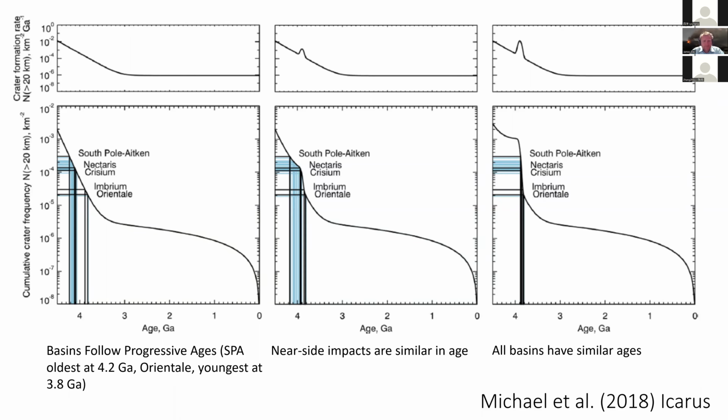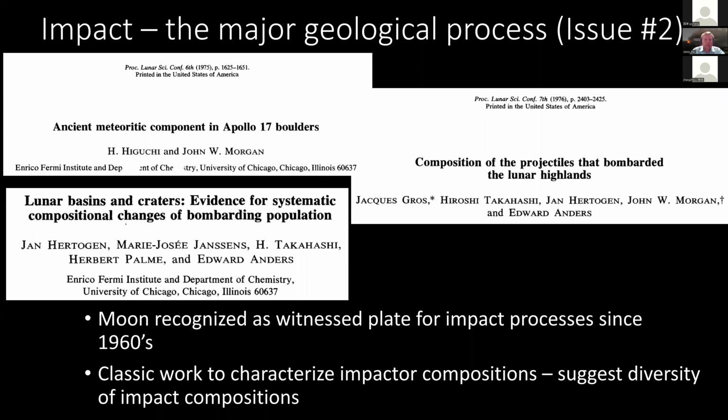One way of going about this, and it's somewhat loosely related to the location of the basins, is the type of impactor striking the basins.